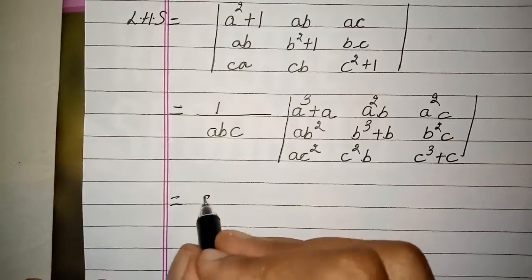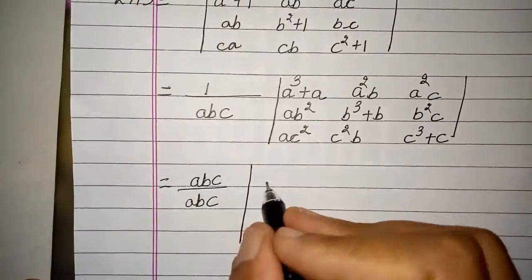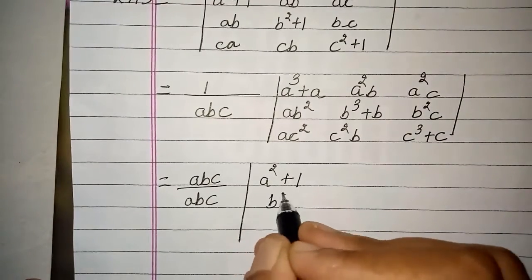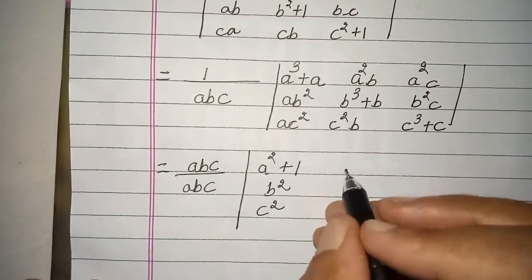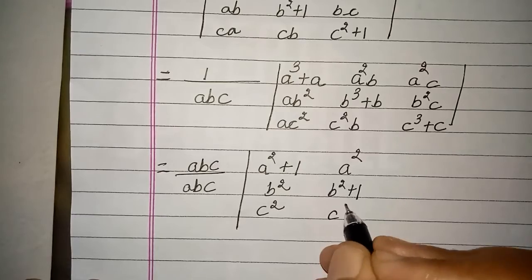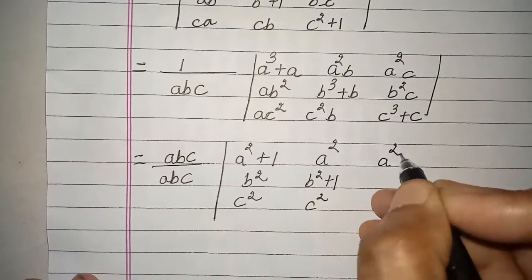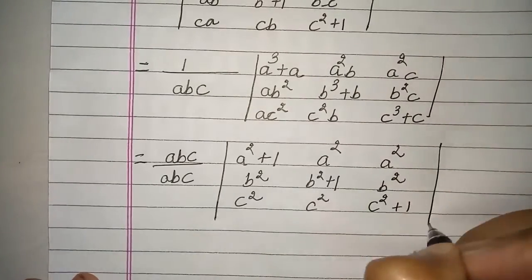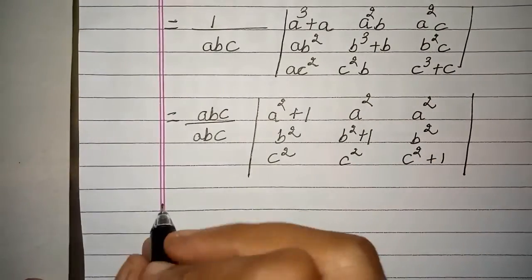Now I am going to take ABC common from the columns. So it will be a square plus 1, b square, c square, b common from this column: a square, b square plus 1 and c square. Take from this side c common: a square, b square, c square plus 1. Is it okay? Yes.